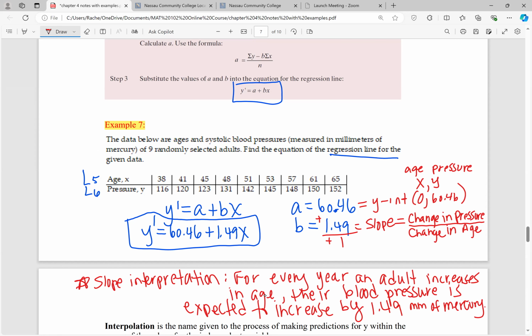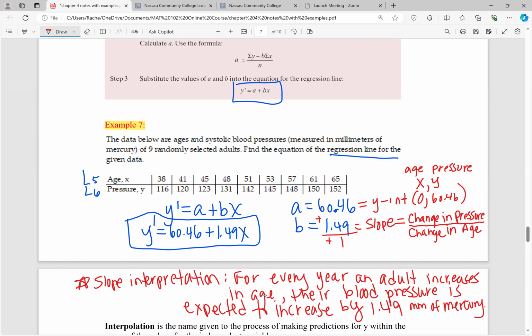So I think it's really important that you guys are able to not only get the regression equation to model the data, but to interpret it as well, especially the slope, right? So in this case, for every year an adult increases in age, their blood pressure is expected to also increase, specifically by 1.49 millimeters of mercury. Now, again, this is a model, this is an approximation. And that doesn't mean that for every year that an adult gets older, their blood pressure has to increase by exactly 1.49 units. This is just the model that's best fitting our data set, and we could use it for predictions, but it's not an exact science.